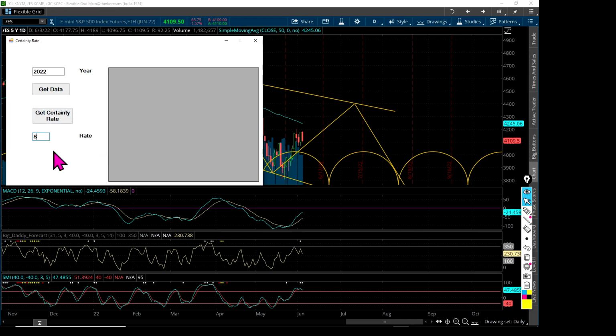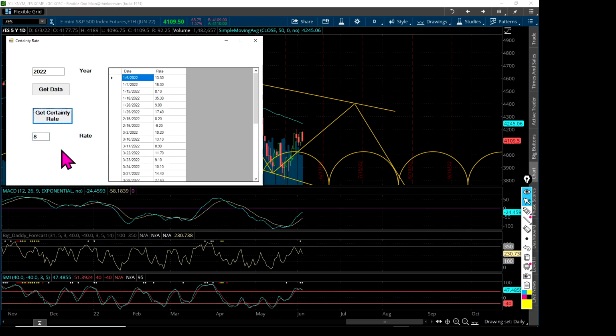So, just from me looking at the data and messing around a little bit with a very basic algorithm, 8 seems to be a pretty good number. But from time to time, I might make it 10. I might even make it 12 or 15 and really narrow it up. Okay, so now we're going to go ahead and say get certainty rate. It's really just getting data and using this as a filter. So we're going to go ahead and do that.